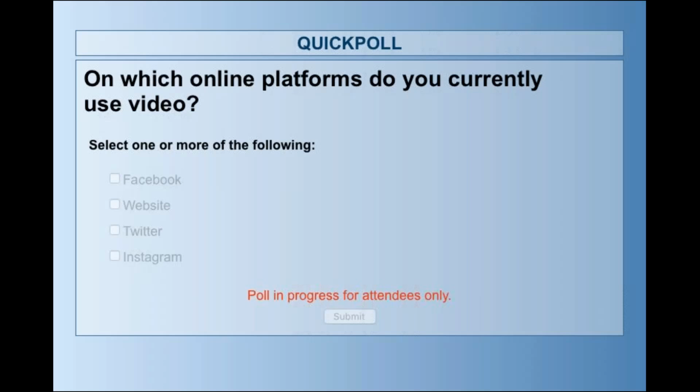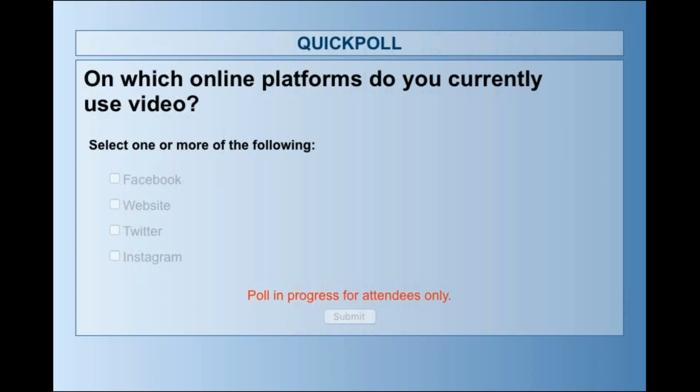Well, then the next question plays right off of that, and that is: what platforms are you currently using in social media? I'm really excited to see this one. Not that I assume you're all currently using these platforms, but where are you currently using video? What have you got there, Abby?